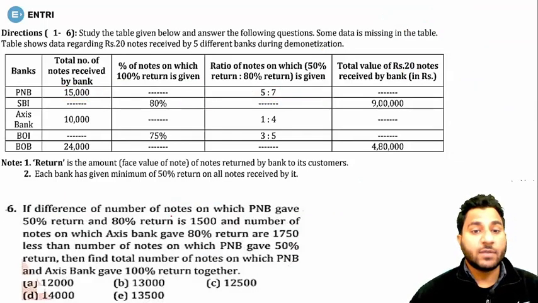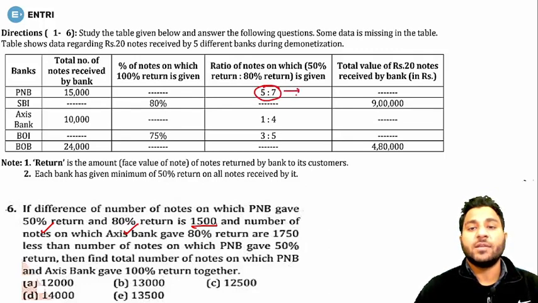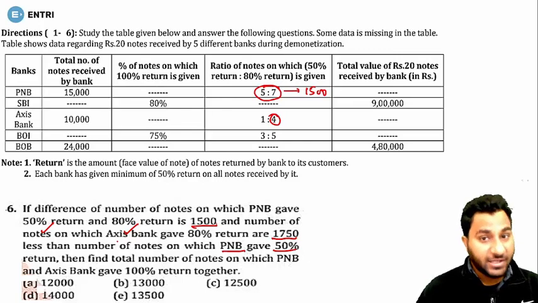If the difference of the number of notes on which PNB gave 50% and 80% return is 1500. So basically the difference has been given for this data, 1500, and the number of notes on which Axis Bank gave 80% return, on which PNB 80% return are 1750 less than the number of notes on which PNB gave 50% return. So it's really a tricky question. Okay, so how are you going to solve this one?